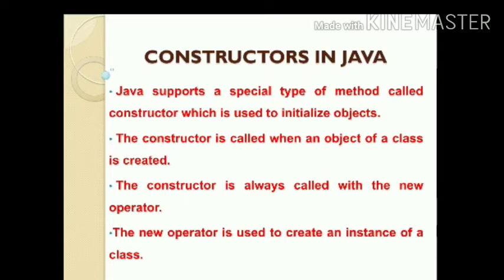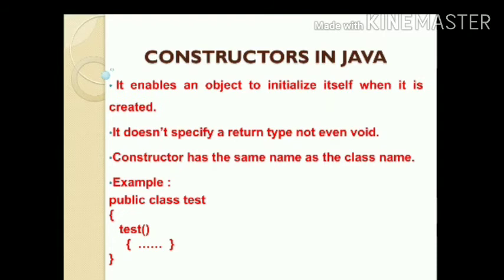The new operator is used to create an instance of a class. A constructor does not specify a return type, not even void. The new operator allocates memory for the object also. The constructor has the same name as the class name. It's very important.